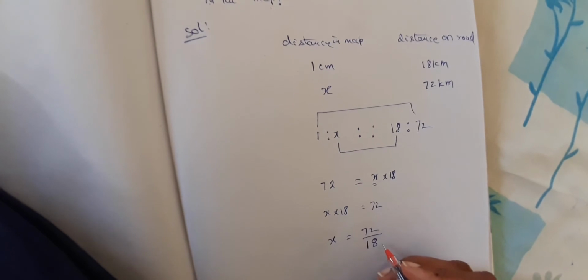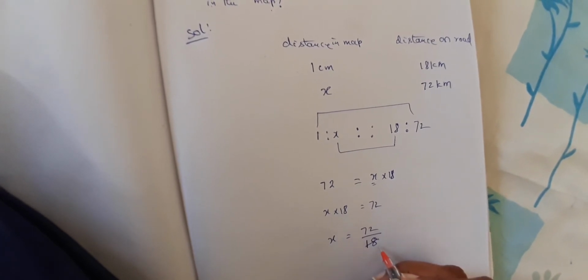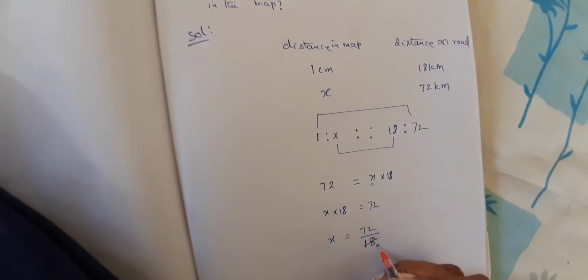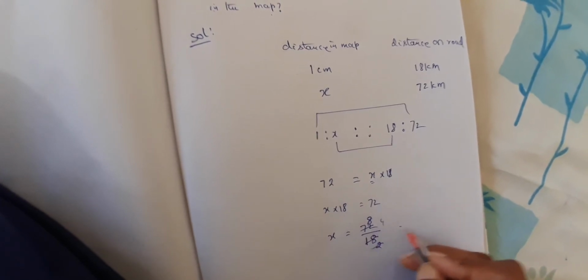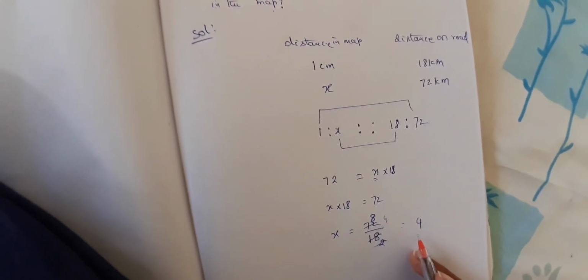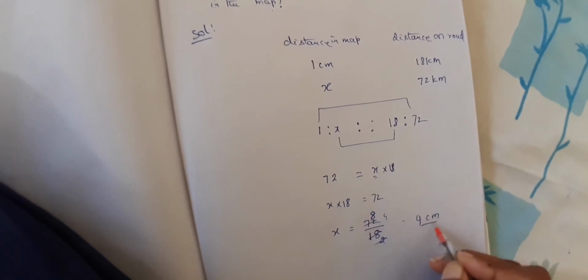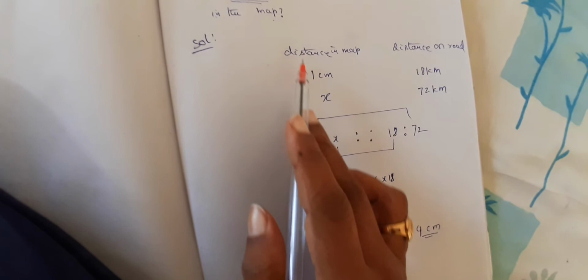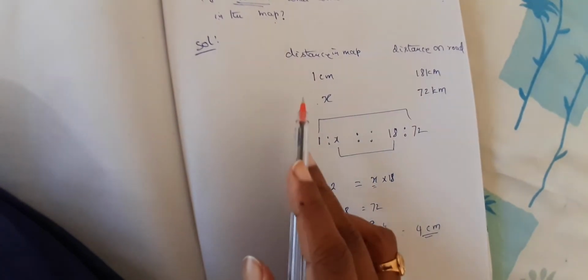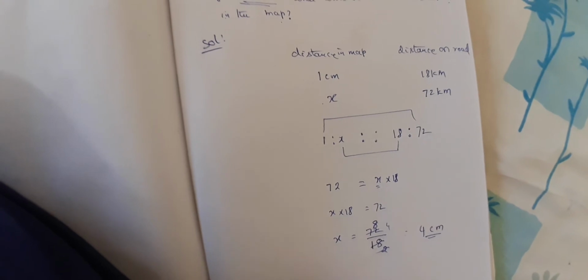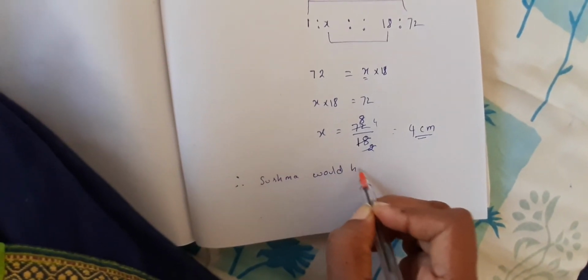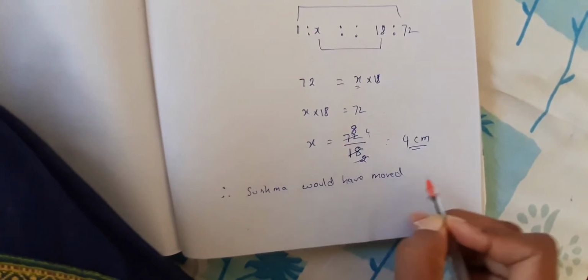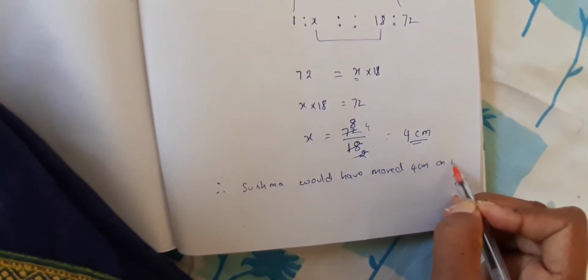Do we have anything in common? 9 2s are 18, 9 8s are 72. 18 4s are 72, I didn't observe this. So x is equal to 4 centimeters. Where is x? X is under distance in map, so the unit is centimeters, 4 centimeters. Therefore, how to conclude? Sushma would have moved 4 centimeters on the map.